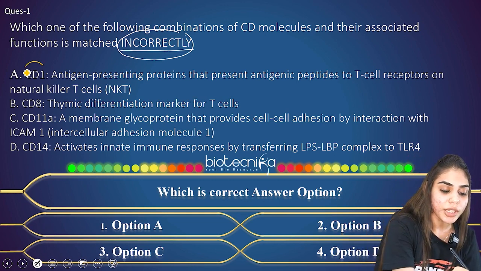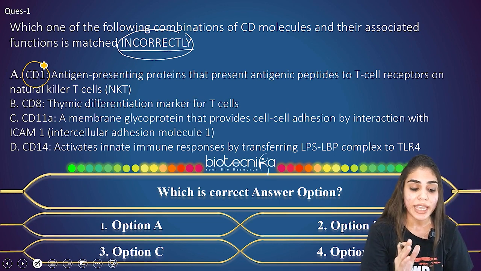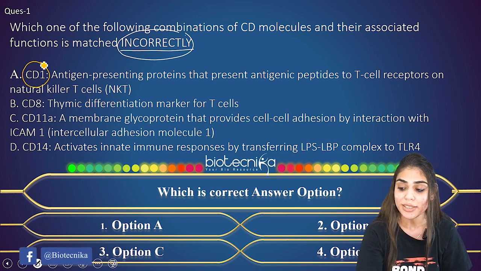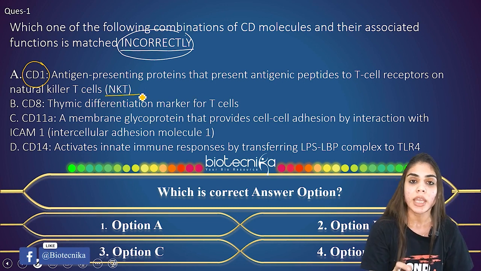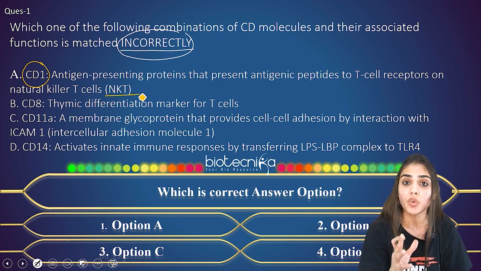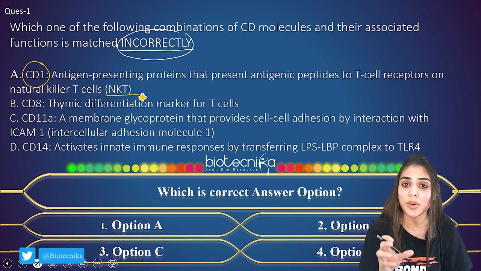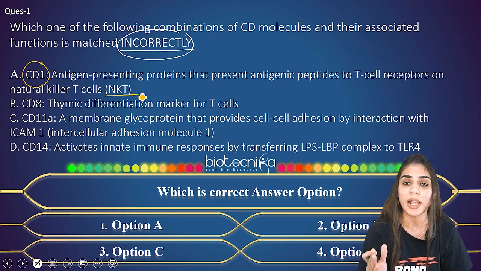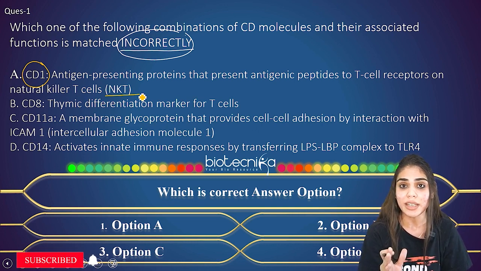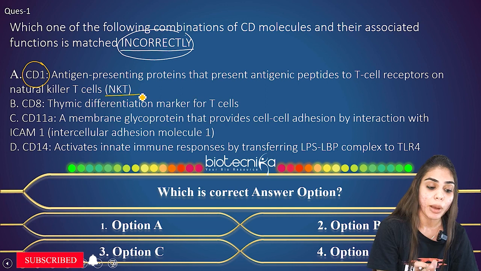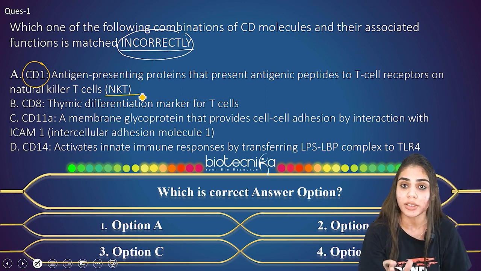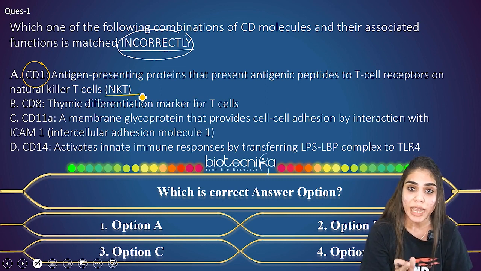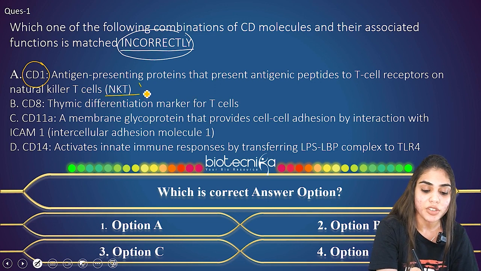So the first option is about CD1. They have given that it is an antigen presenting protein that presents antigenic peptide to T cell receptor on natural killer cell. And if you see, CD1 is a human cell surface antigen that is present on the surface of thymocytes, or you can say T cell, or certain neoplasm of T cell. So this statement is incorrect because CD1 is present on the surface of neoplasm of T cell or T lymphocyte, but here it is given as natural killer T cell. So this option is matched incorrectly.